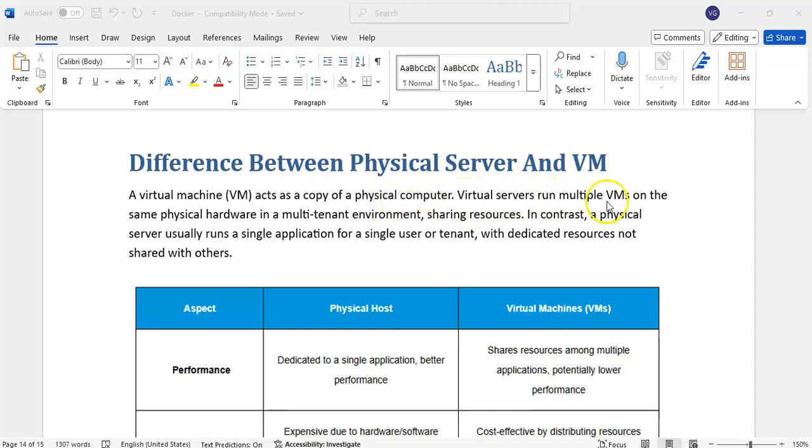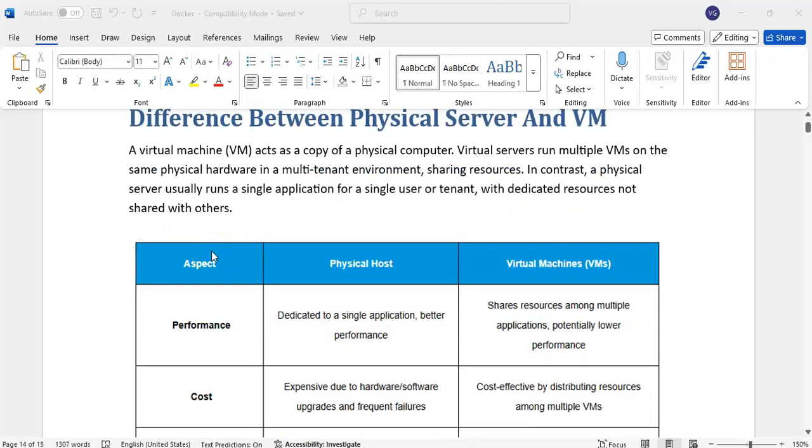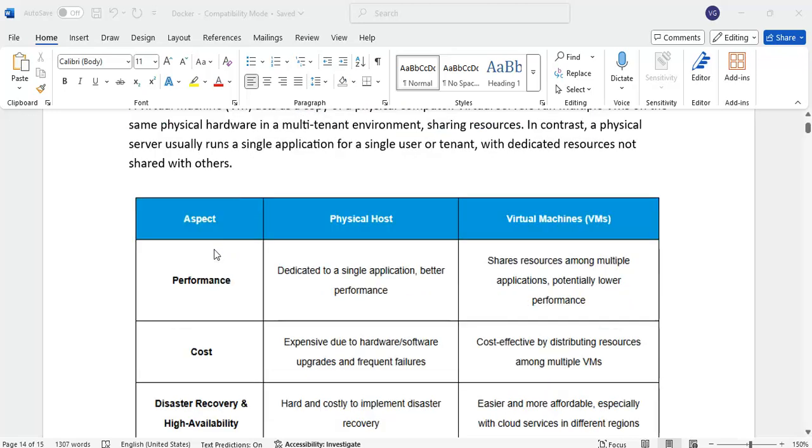Virtual servers run multiple VMs on the same physical hardware in a multi-environment. They will share the resources. On the same physical machine we can create multiple virtual machines, and those virtual machines share the actual machine's OS and hardware. In contrast, a physical server usually runs a single application for a single user or tenant, with dedicated resources not shared with any others.